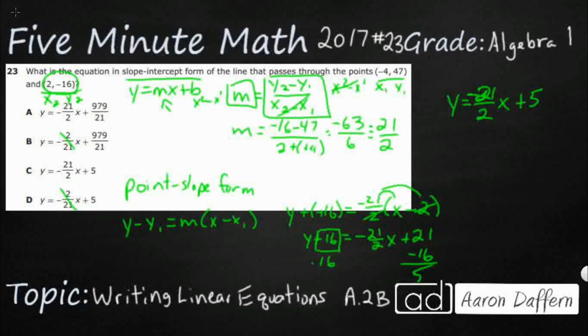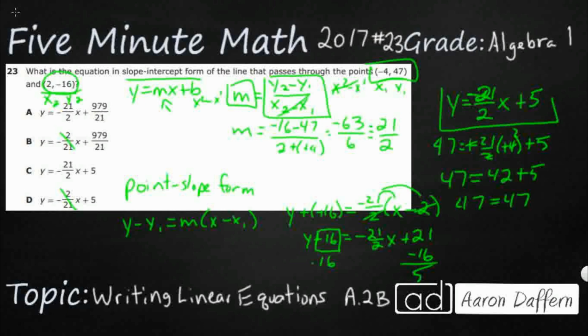How do we verify that? Well, let's just plug those numbers into it. So 47 equals negative 21 halves times negative 4, plus 5. 47 equals, 2 negatives make a positive, that's going to make that a 42, plus 5, 47 equals 47. So yes, on this line, represented by this equation in slope-intercept form, both points, negative 4, 47, and 2, negative 16, pass through. My answer is C.